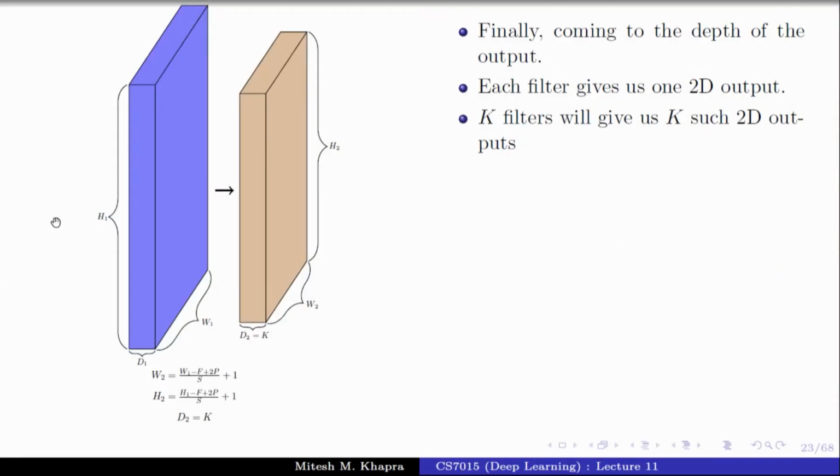Is everyone fine with this? If I have one filter, I'll get one 2D output, and I gave you the exact formula for what the width and height of this output is going to be. But if I have k such filters, each filter is going to give me one 2D output, right? So I'll get k 2D outputs. That's the same as saying I have one 3D output whose depth is k. Does everyone get that? Okay. So the depth is going to be equal to the number of filters.